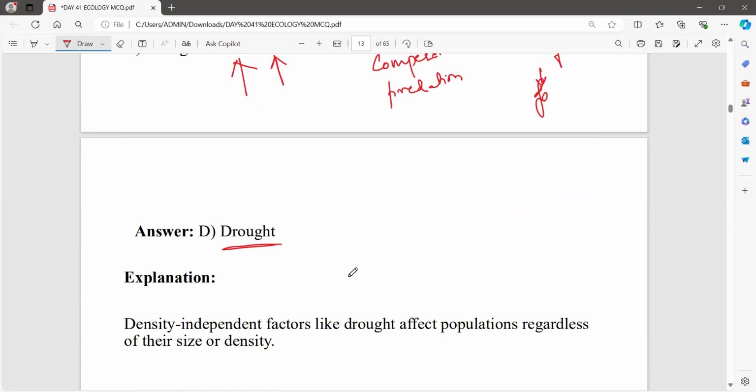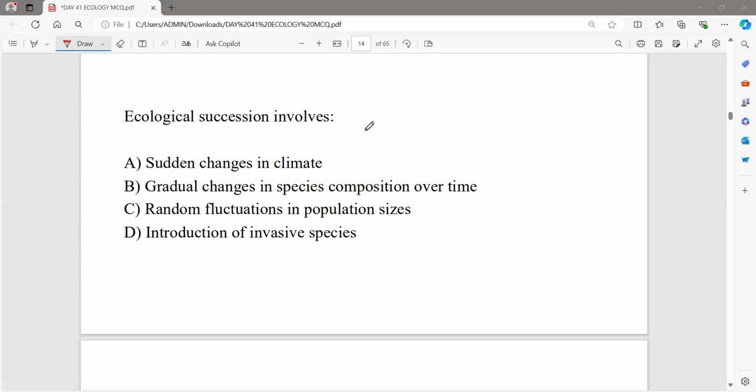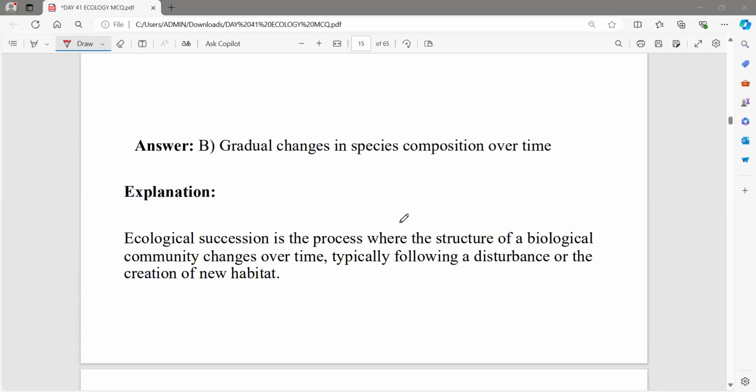So it will be drought. It will be a natural calamity. Definitely, if a particular ecosystem is affected by a drought, the entire organism is getting affected, right? So this will be the correct, more appropriate answer. Very good. Now, ecological succession involves what? Whether there will be a sudden change in climate, gradual changes in species composition over time, random fluctuations in population size, or introduction of invasive species. Definitely, there will be a gradual change in species composition over time.